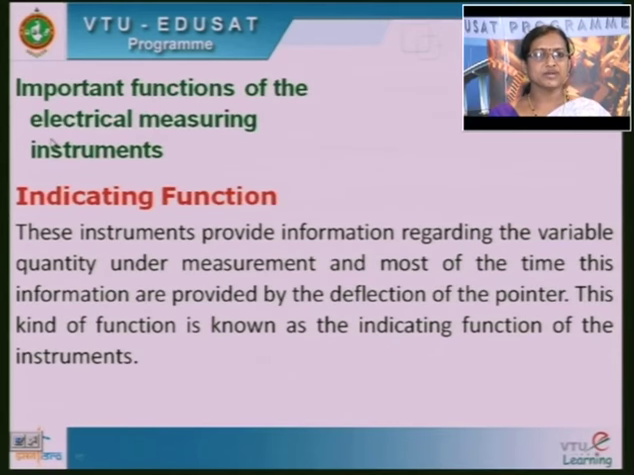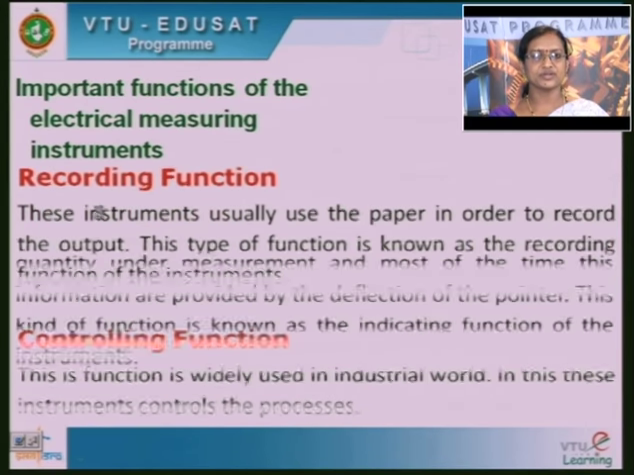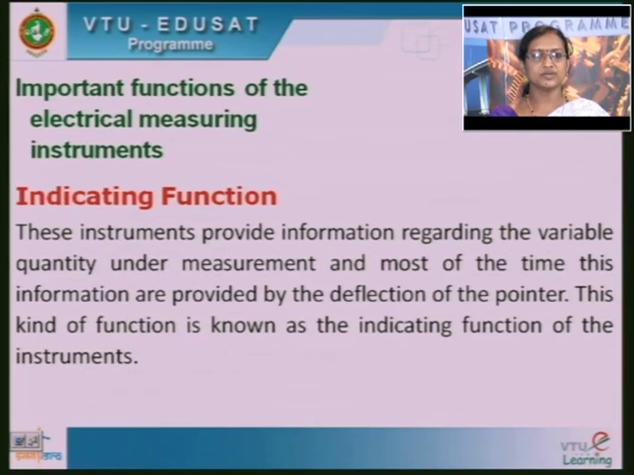So, what are the important functions of electrical measuring instruments? Here we have the indicating function, recording function and controlling function. What is this indicating function? These instruments provide information regarding the variable quantity under measurement, and most of the time this information is provided by the deflection of the pointer. This kind of function is known as the indicating function of the instruments. So, we get the value by the deflection of the pointer.